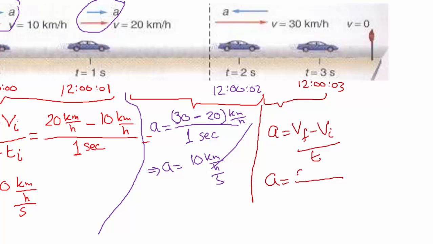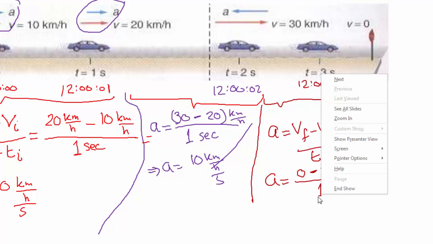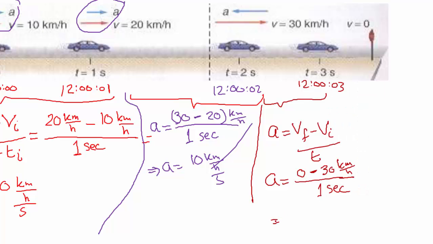So here the final velocity is 0, while the initial velocity, which is the velocity at 2 seconds past 12, was 30 kilometers per hour. So we'll plug 30 here for the initial velocity. And the time taken is again 1 second. And this will yield minus 30 kilometers per hour per second.